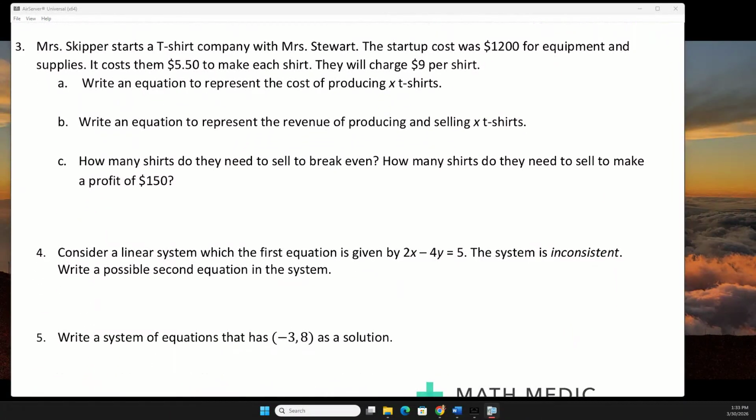All right, so for number 3, Mrs. Skipper starts a t-shirt company with Miss Stewart. The startup cost was $1,200 for equipment and supplies. It costs them $5.50 to make each shirt, and they will charge $9 per shirt. And so A wants us to write an equation to represent the cost of producing x t-shirts. So I'm going to call it C for cost. So what do you guys think?